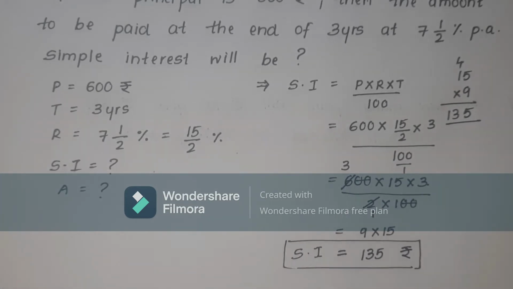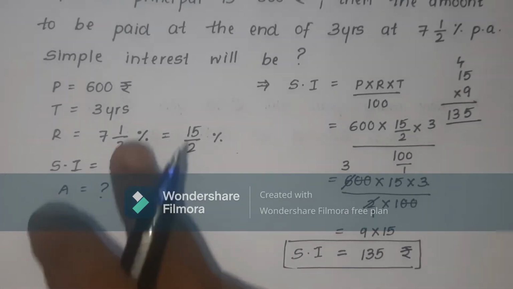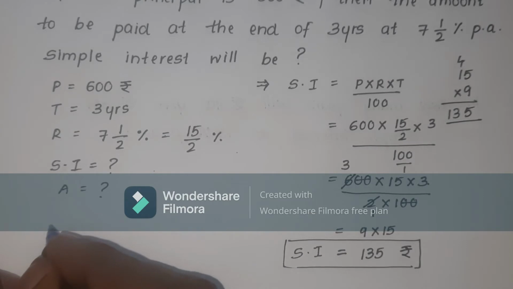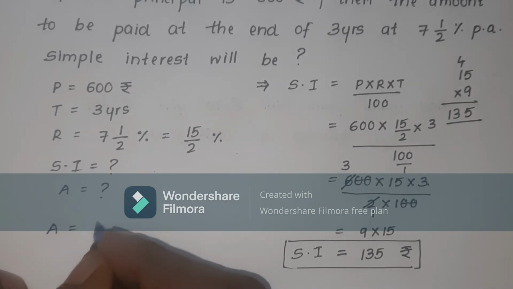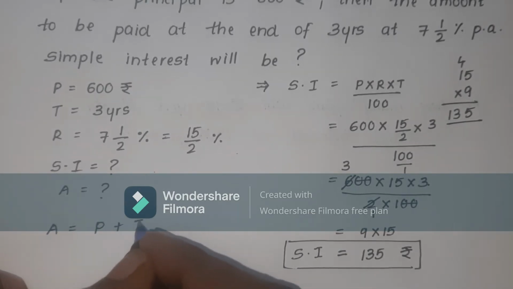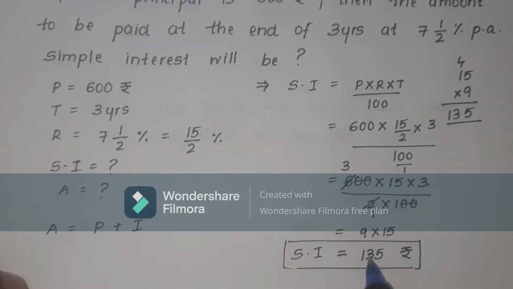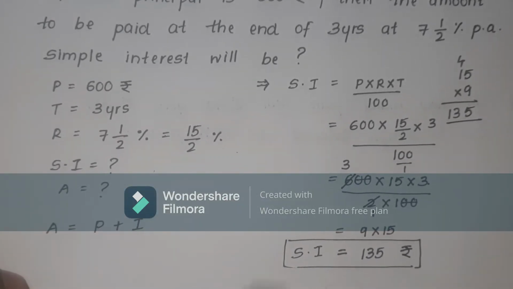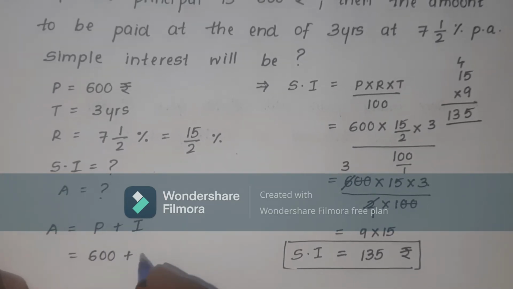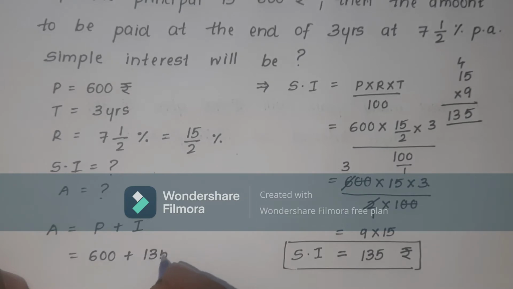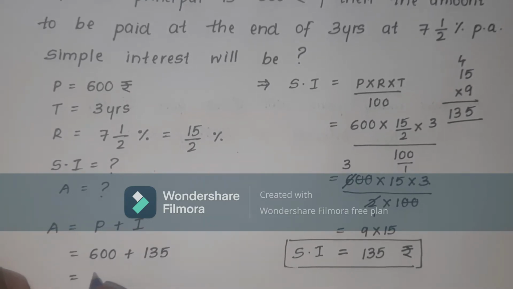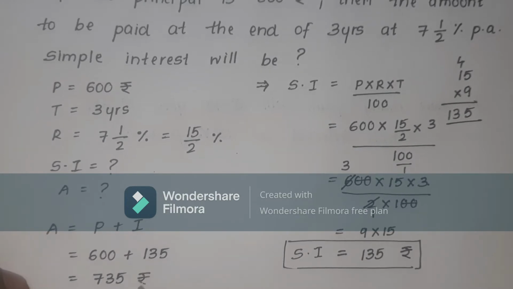So easily I can find out my amount. I need to find out the amount also. So what is the formula for amount, student? Amount is equal to principal plus interest. I've already been given the principal and I found the simple interest, that is the interest. So I'm going to say 600 plus 135. When I add it, I'll get 735 rupees as my final answer for the amount.